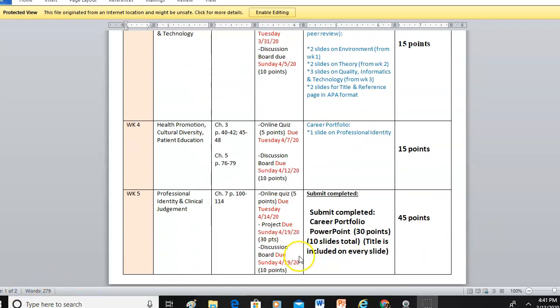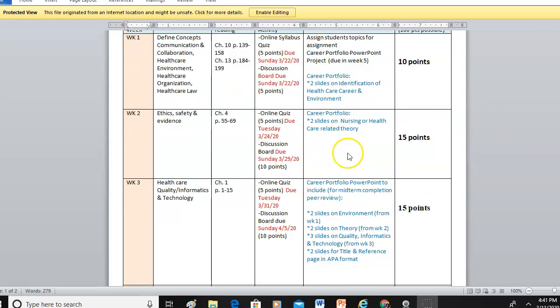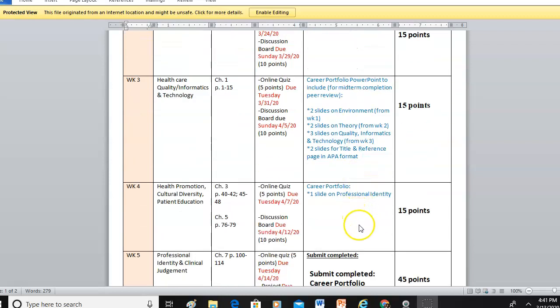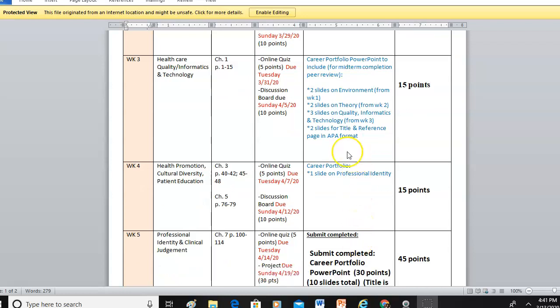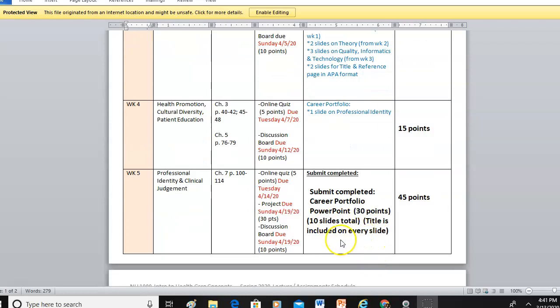Okay, and lastly, in week 5, you're going to put all those things together and then you're going to turn those in. So at this point, you will have your 2 slides from here, 2 slides from week 2, 3 slides from week 3, another slide from week 4. So that's 8 slides plus the title page and the reference page. So it's a total of 10 slides worth 30 points. And make sure that you include a title on every slide. And then I'm going to show you where you guys can submit that. And then that's going to be that final grade for that.